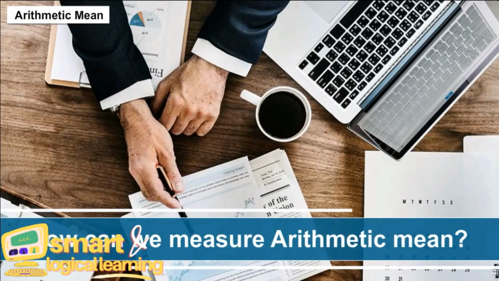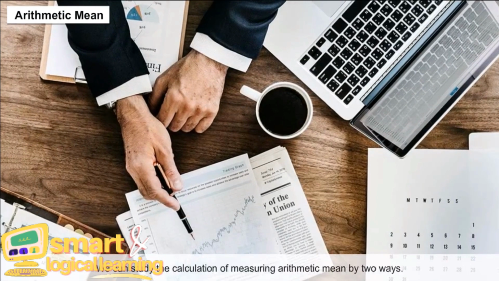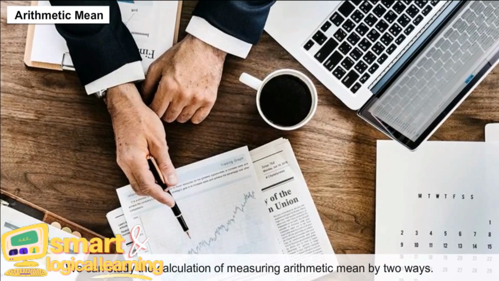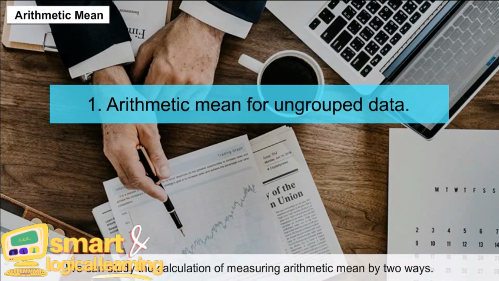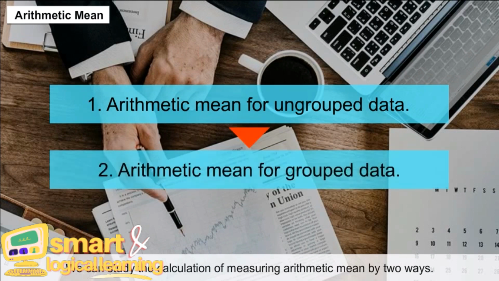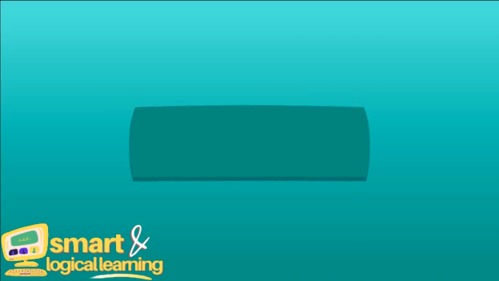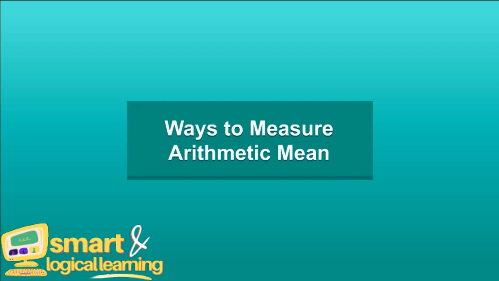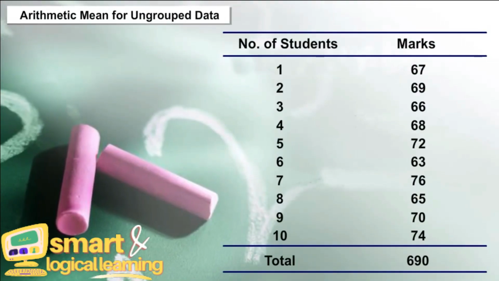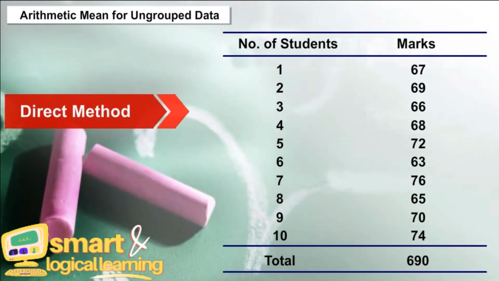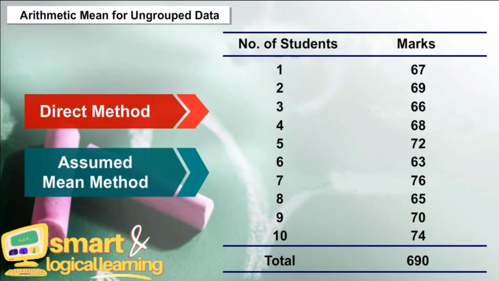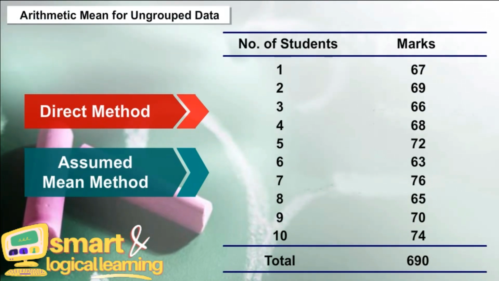How can we measure arithmetic mean? We can study the calculation of measuring arithmetic mean in two ways. 1. Arithmetic mean for ungrouped data. 2. Arithmetic mean for grouped data. Ways to measure arithmetic mean. Arithmetic mean for ungrouped data. We use the following methods to measure arithmetic mean for ungrouped data.